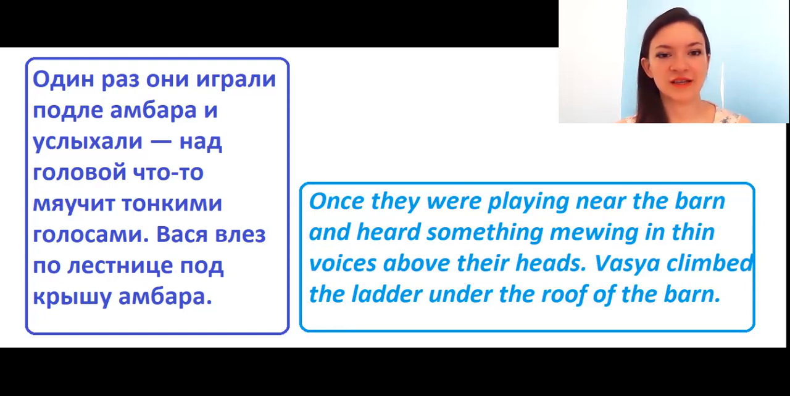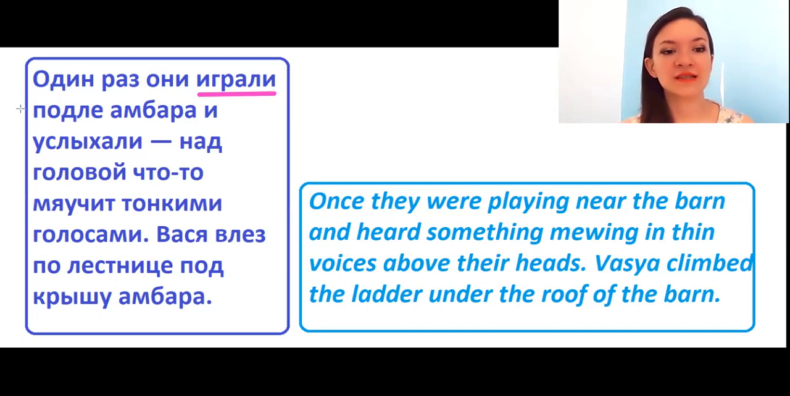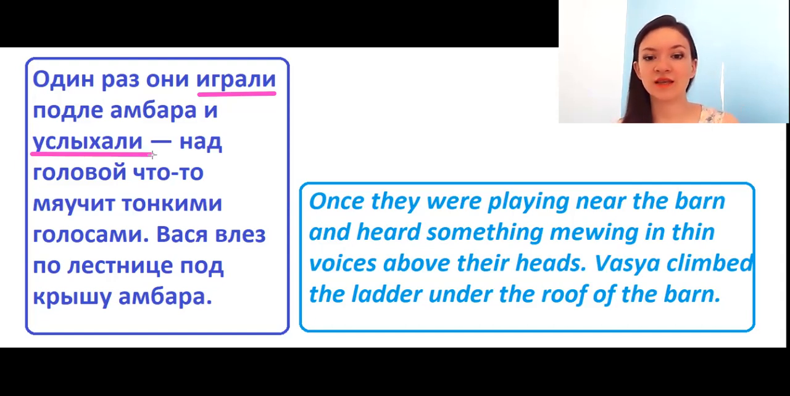So now let's talk again about Russian grammar and Russian verb aspects. Один раз они играли. Играли. It's a long process, right? They were in process of playing. И услыхали. Like they were playing, and then they suddenly heard. That happened only once, only one time. And this is the finished action, yeah? That's why we use perfective. Играли, imperfective process. Услыхали, perfective, one time.